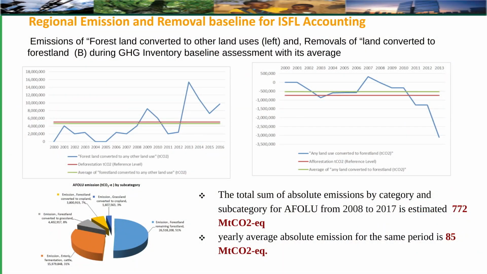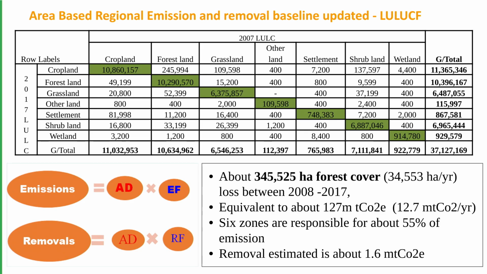These are the results that we get from the monitoring activities. For the first one, 2018, 772 million tons of carbon dioxide was emitted during our monitoring period. And for the second, at zonal level, we summed up a deforestation level of about 34,000 hectares per year, which is equivalent to about 12.7 million tons of carbon dioxide per year from the region. This is our baseline. This was already presented by Erik.